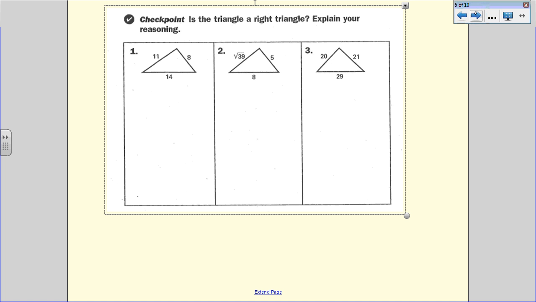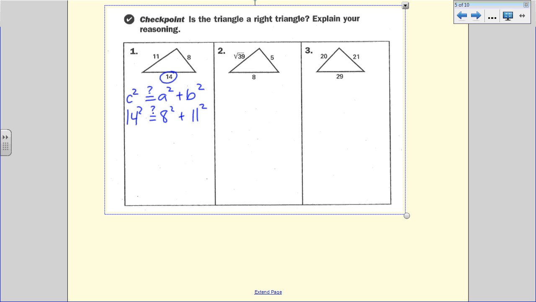All right, let's take a look at our checkpoints. So I'm going to do a couple of these with you to help you out. If we take a look at the first one, I have to find the length of my longest side. So my longest side is 14, so that's c. So I'm going to have c squared, and I want to know if that equals a squared plus b squared. So I have 14 squared equaling 8 squared plus 11 squared.